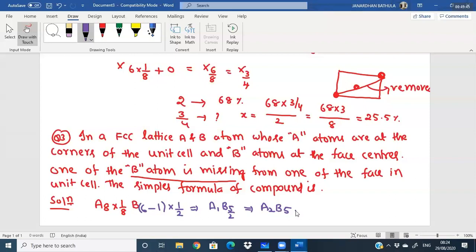Relative lowering of vapor pressure, P naught minus P by P naught equal to mole fraction of solute. Use P naught minus PS by PS. We shouldn't commit any mistake in the calculation. Get exact values. P naught minus PS by PS equal to mole fraction of the solute. Pi equal to iCRT, delta Tf equal to i into Kf into m, delta Tb equal to i into Kb into m. For isotonic solutions, pi 1 equal to pi 2, i1 C1 equal to i2 C2.